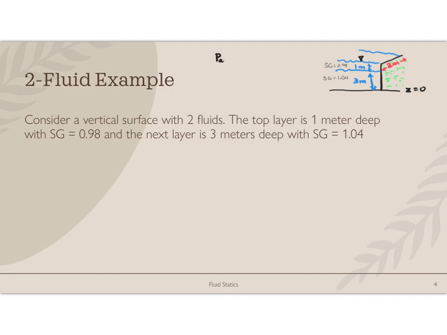In this case, P atmospheric we will take to be 101 kilopascals, or if you would rather, 101,000 newtons per square meter. Now, I'm going to work this problem using the pressure prism approach. In the book, they do a very similar example, doing integration and pressure as a function of height. You're going to get the same answer either way you do it.